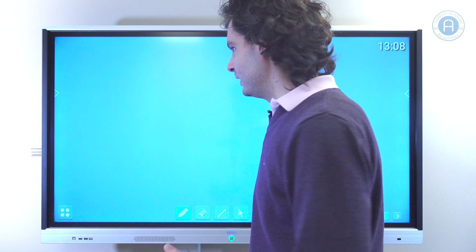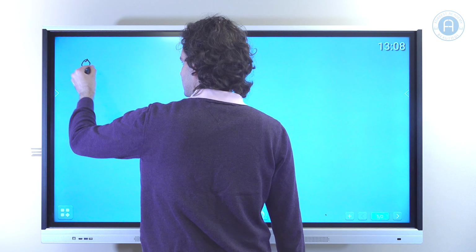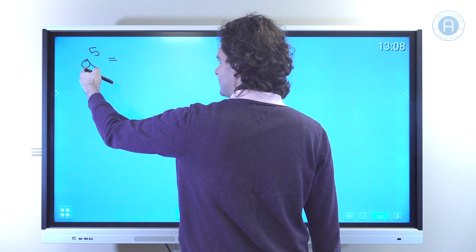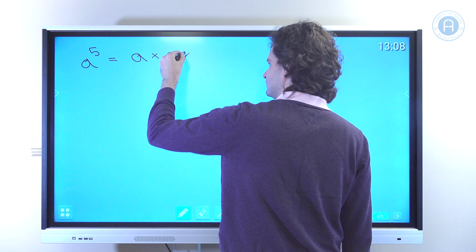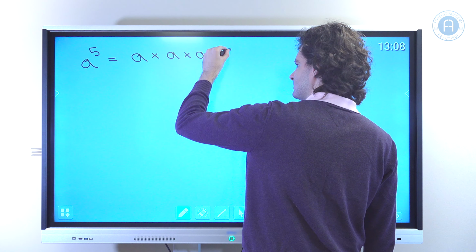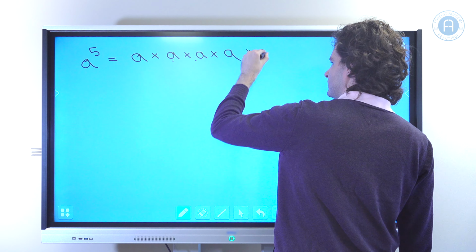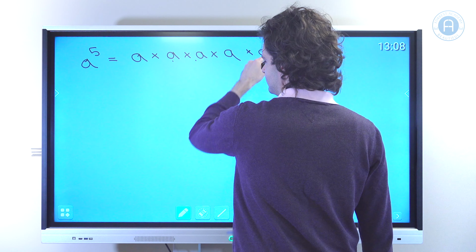Let us recall what exponentiation means. So we have a number, say a to the power of 5. All that means is that we're multiplying this base by itself 5 times. 1, 2, 3, 4, 5. It's a shortcut of this.